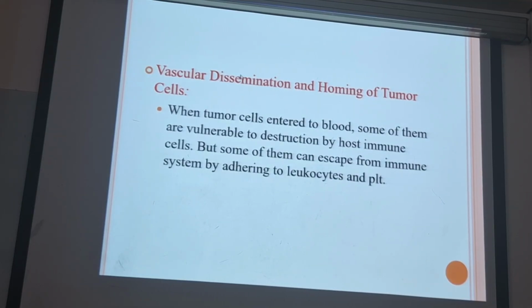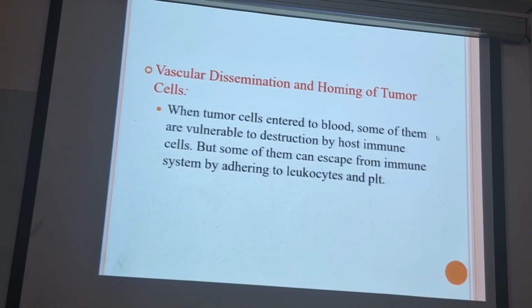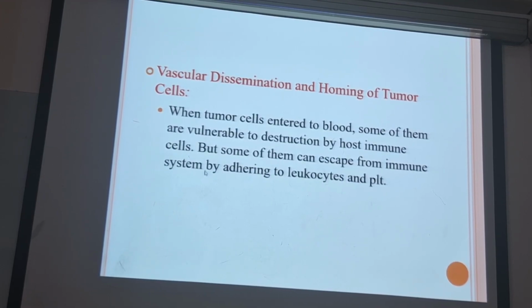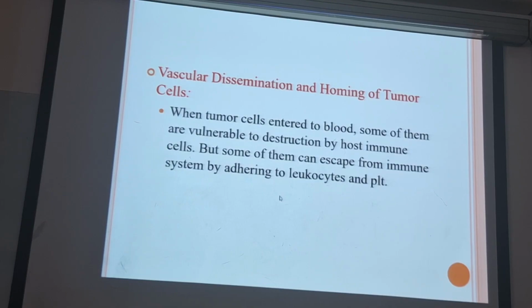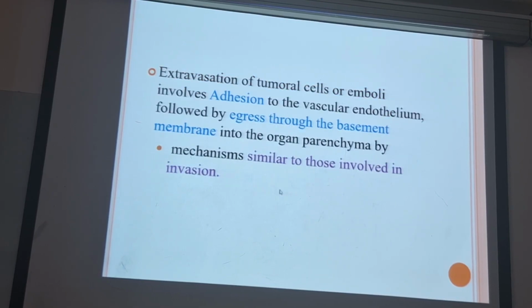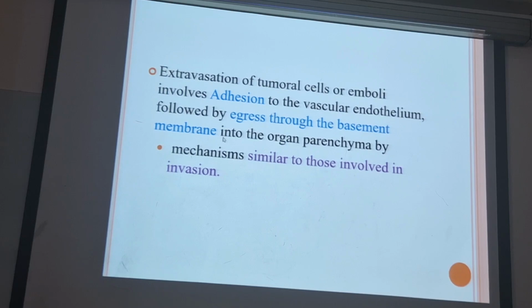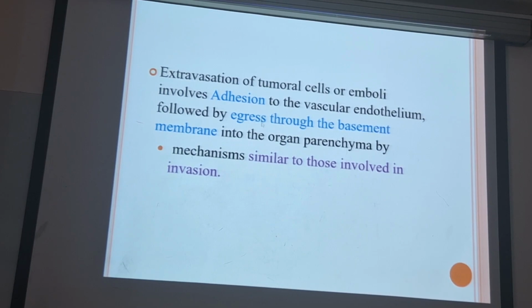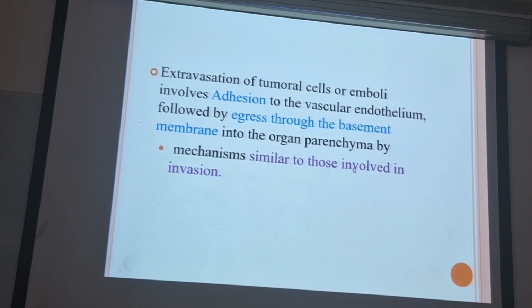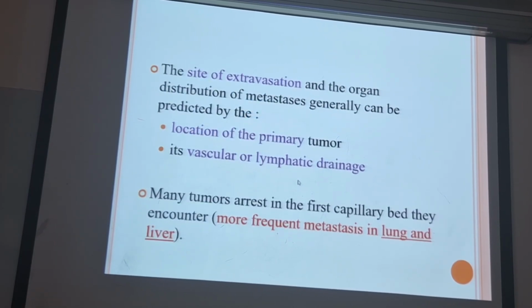Finally, we have vascular dissemination and homing of tumoral cells. When the tumoral cells enter the blood, some of them are vulnerable to destruction by host immune cells, but some of them can escape from the immune system by adhering to the leukocytes and platelets. Extravasation of tumoral cells or emboli involves at first adhesion to the vascular endothelium, and after that egress through the basement membrane of the vessels into the organ parenchyma by a mechanism similar to those involved in the invasion.